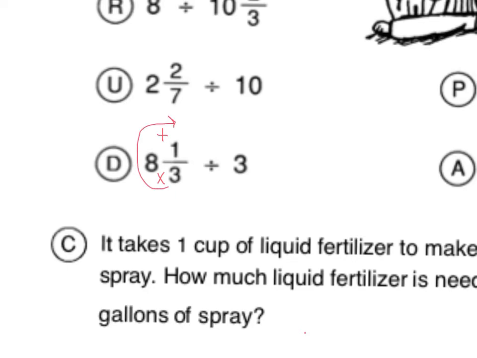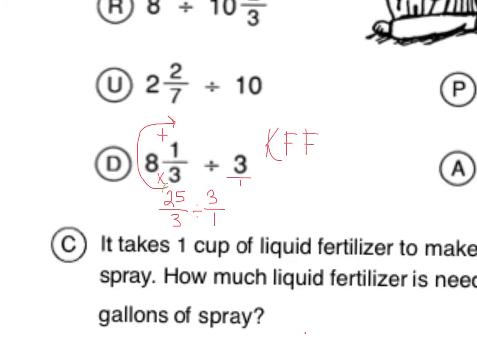3 times 8 is 24. 24 plus 1 is 25. 25/3 divided by, and then when you have a whole number, what's going to go in the denominator? A 1. So 25/3 divided by 3/1. And then let's do keep, flip, flip.